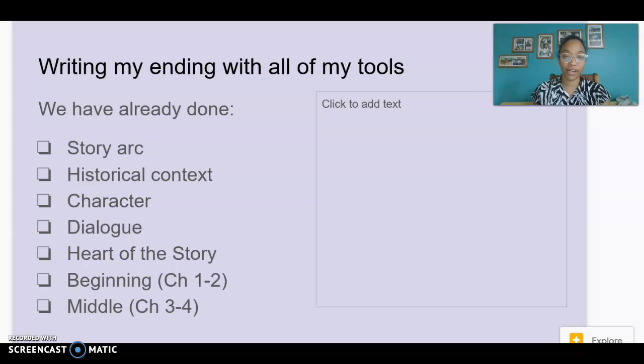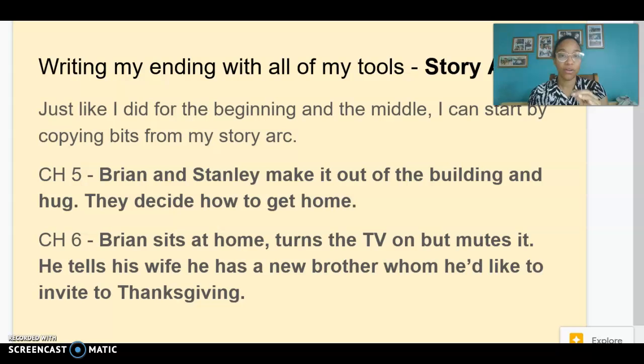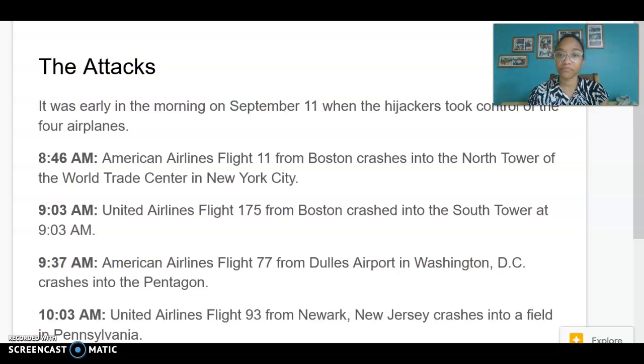You have your pre-writing, your story arc, historical context, character, dialogue, the heart of the story. We've used those 5 things to help us write the beginning and the middle as well. But now we have part of our draft. We have the beginning and the middle. So I'm going to show you how we can use these 7 tools to write a great ending. From my story arc, I go ahead and copy paste that 5th and 6th moment. So I can start from working with my story arc.